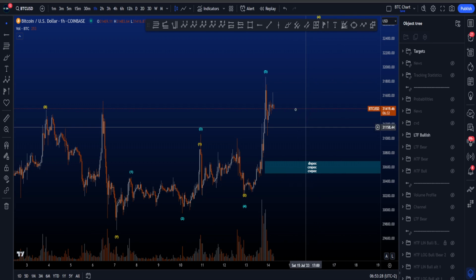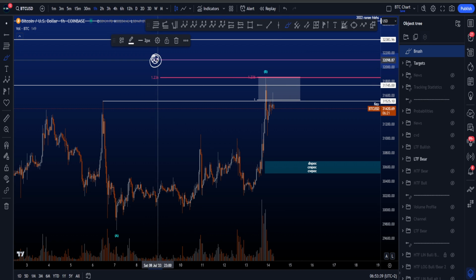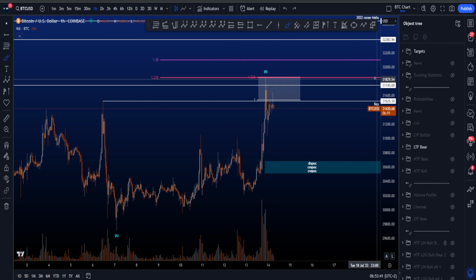Can price move a little bit further to the upside? And then yes, of course, right? We have this space as a resistance area for a wave B high. We still have the 1.38 as well as a target for a wave B. We did already take the high at 31.7, right? So preferably we just want to see a move to the downside.